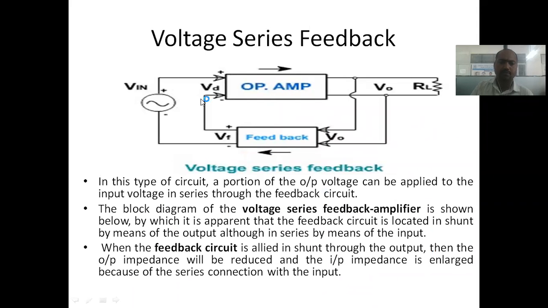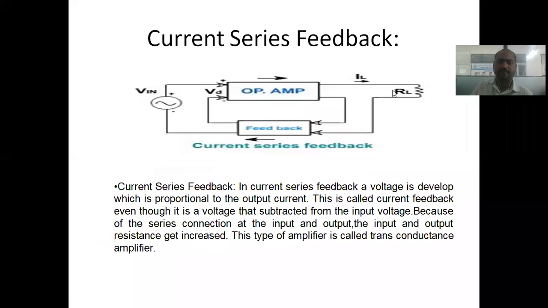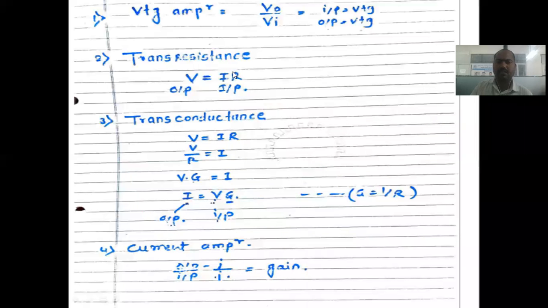See, your input is current and output is voltage. This is nothing but your trans resistance type of the amplifier, right? Why should it be used? According to our need, we have to use the voltage amplifier, trans resistance, trans conductance, and the current amplifier. In case of trans resistance type of the amplifier, V equal to IR, right? V equal to IR. So I into R.